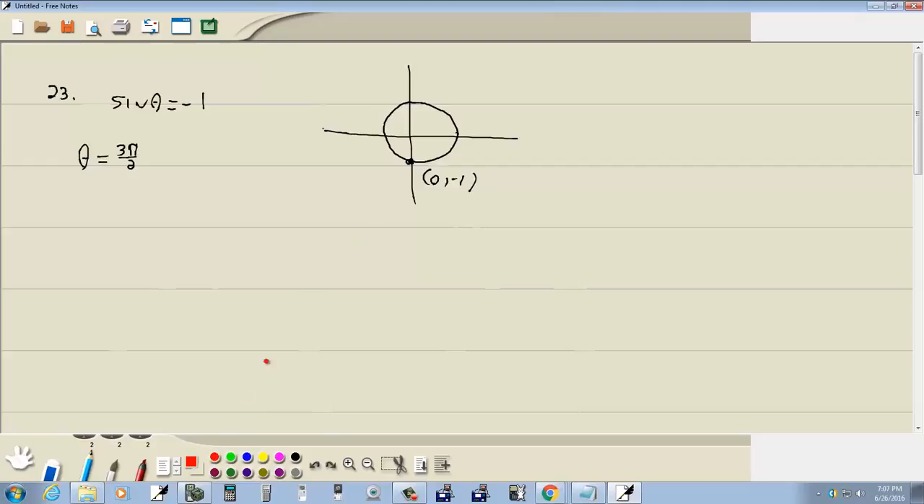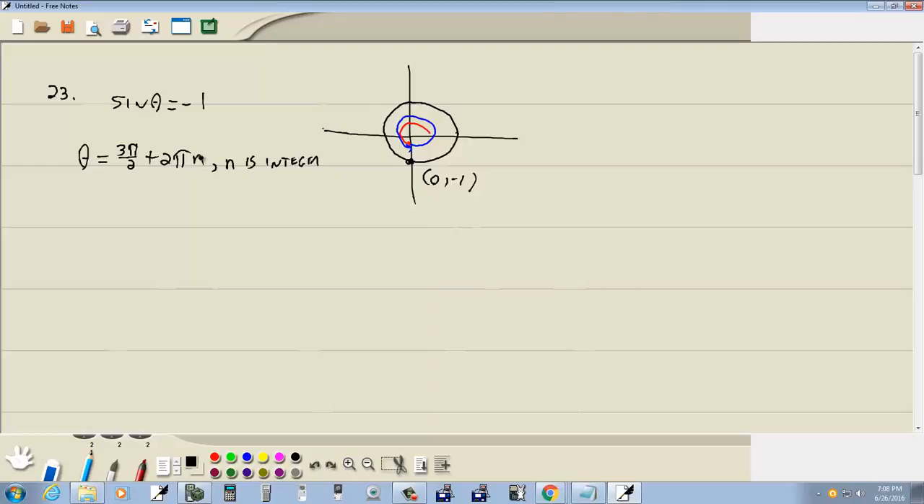But if I've gone around right here, 3 pi over 2, if I go another 2 pi around the circle, I'm back to this same place. Or if I go back the other direction. So that means you can add or subtract 2 pi over and over. So we represent that by saying theta is equal to 3 pi over 2 plus 2 pi n. And there's different ways you could write this, where n is an integer.